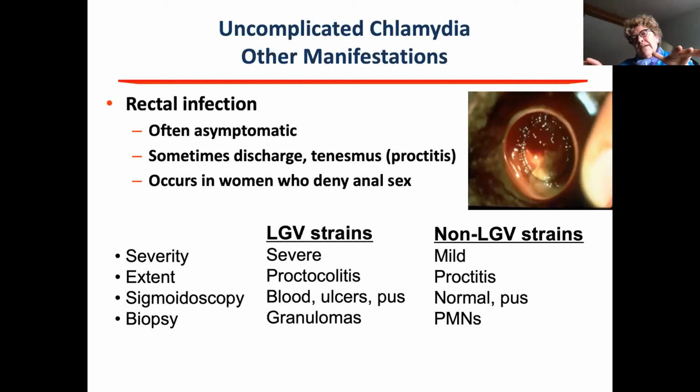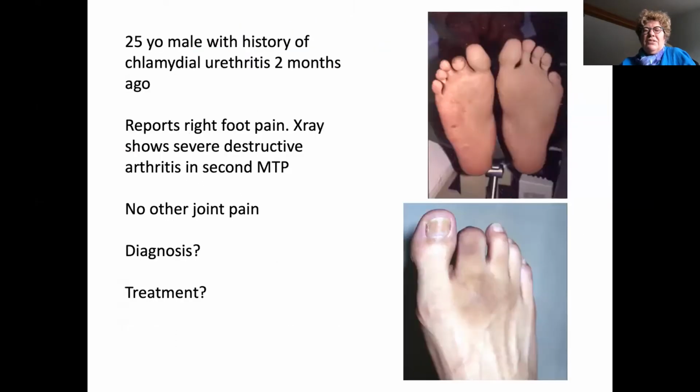And you break chlamydial proctitis down into two types. There's lymphogranuloma venereum strains or non-LGV strains, and they tend to be much more severe when it's LGV, with a true proctocolitis, much more severe symptoms, more clinical findings, and on biopsy you see granulomas. And that's important because you treat for 3 weeks with LGV as opposed to a week of doxycycline for non-LGV.